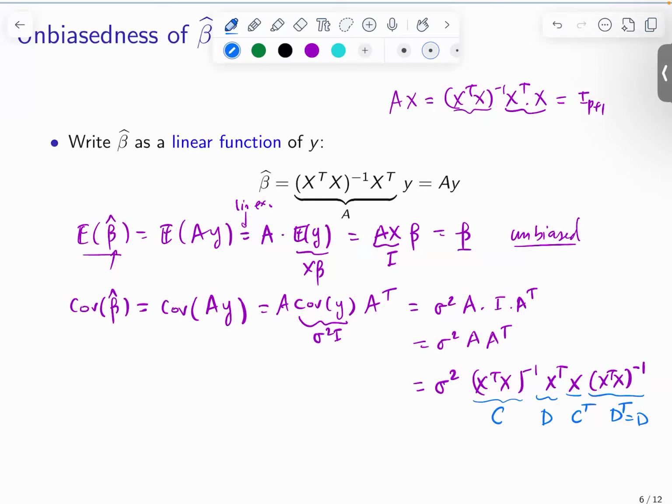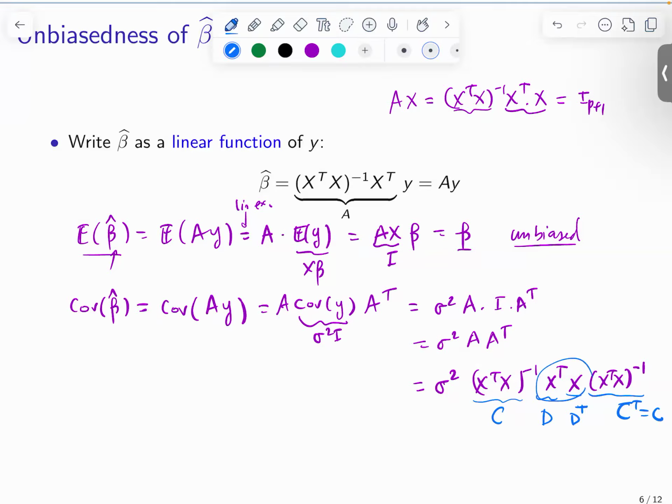Sorry, I made a mistake. This should be the other way around. The expression is correct, but the naming is off. Let's call this D transpose, and this would be C transpose, which happens to be equal to C. The transpose of CD would be D transpose C transpose.